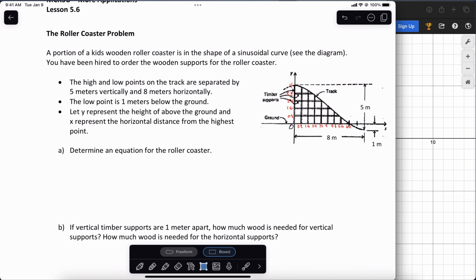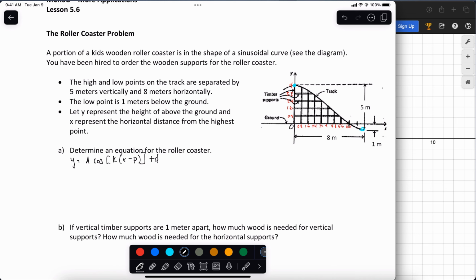Okay, so determine an equation for the roller coaster. What we need to do here, like usual, is just come up with a kind of a model, right? So this looks to me like a cosine curve where I start at my peak and then come down to the low point or the minimum. And so when I try and model this, I'm going to write y is equal to a cosine of k, and in this case we're going to have x minus p, where p is the phase shift, and then plus d being the equation of the axis.